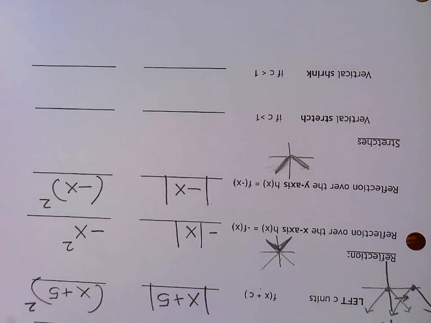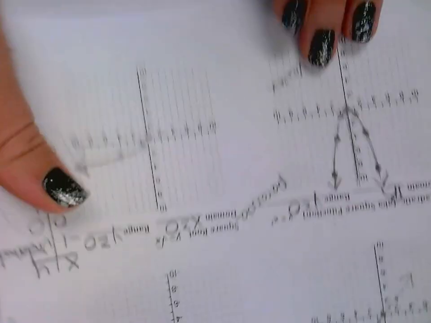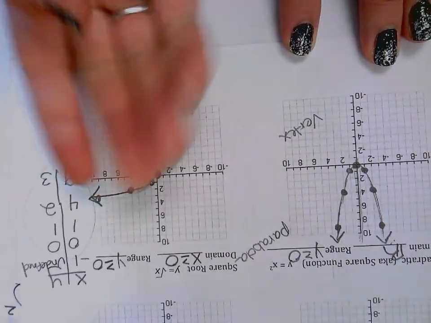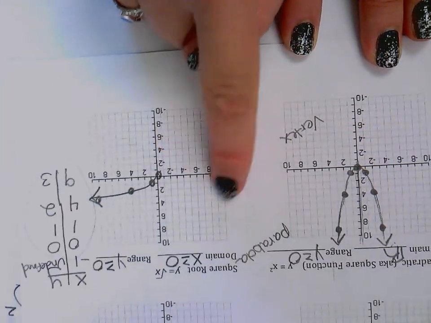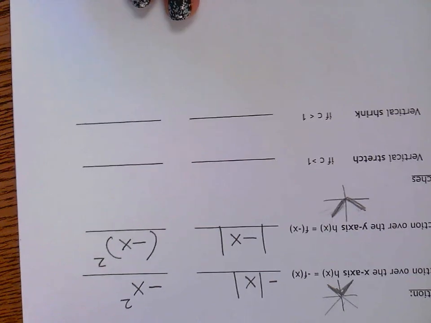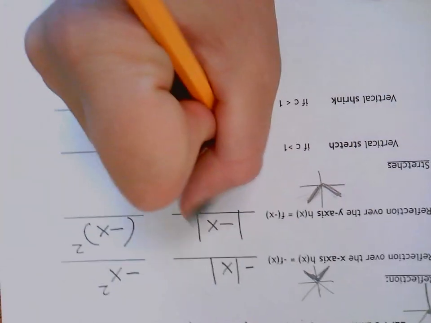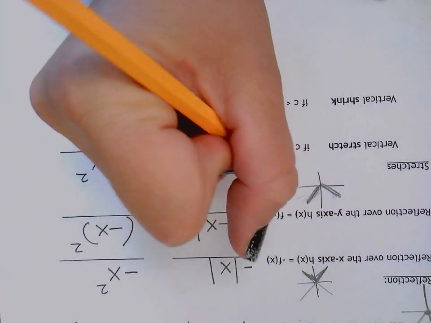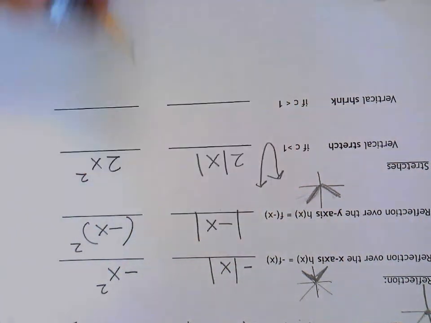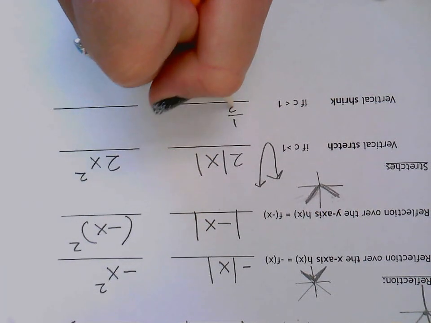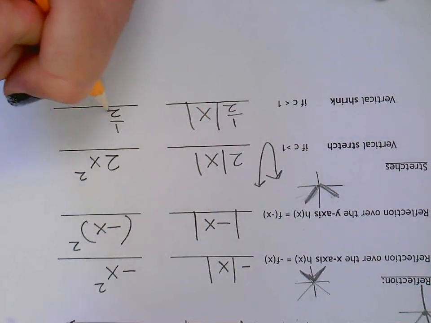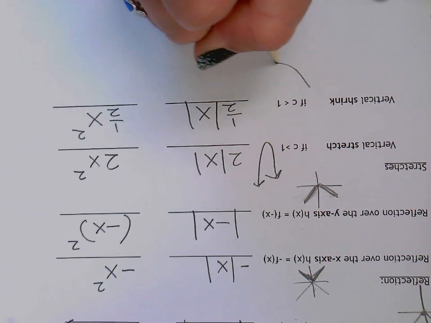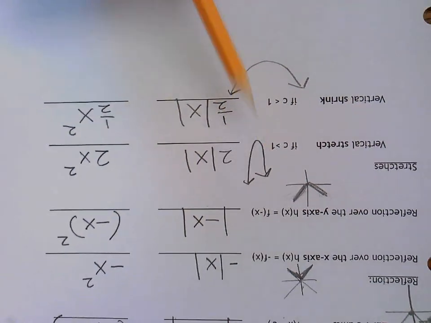But if you look at some of our other parent functions, like the square root function, if you flip it over the y-axis, now it's going to go in this other direction. So this is not symmetrical, so you would see the reflection. And then the other two are just vertical stretches, like 2 times the absolute value or 2 times x squared is going to be steeper. And then a vertical shrink would be like a half as tall. And that's going to be like this. So steeper or less steep.